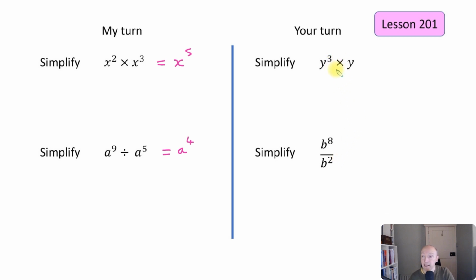Okay, so for the first question here, little problem, there is no power here. I want you to remember, if you don't see a power, that is not power of 0, that's power of 1. So in this case, we're doing y to the power 3 times y to the power 1, which is y to the power of, well, 3 plus 1 is 4.